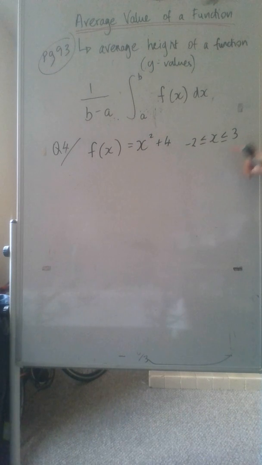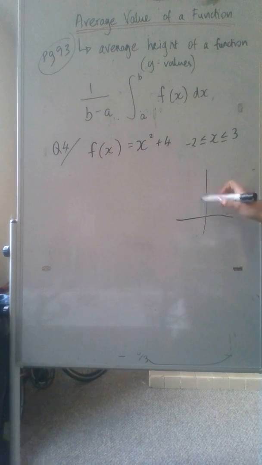For this one, they're not giving me a graph, and sometimes they will. But if you wanted to picture this, what's it going to look like? It's going to be x squared plus 4. I'll just do a tiny sketch here, but I'll rub it out so I have space. X squared looks like that.